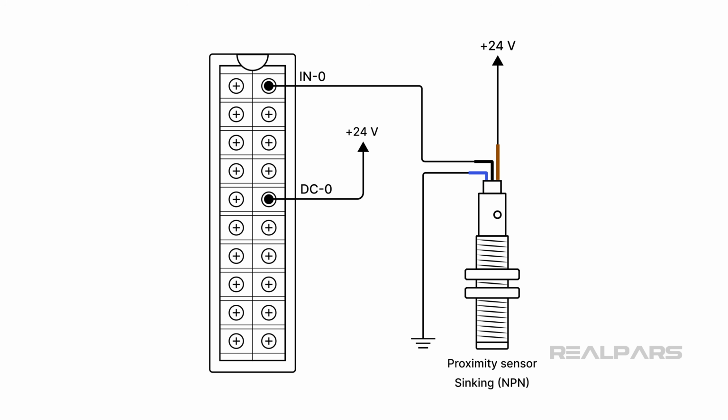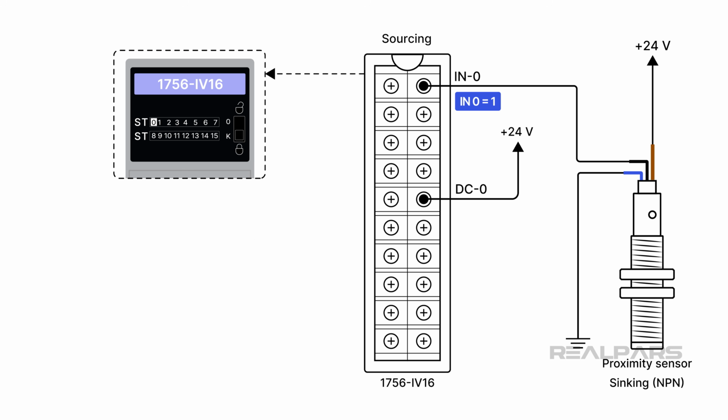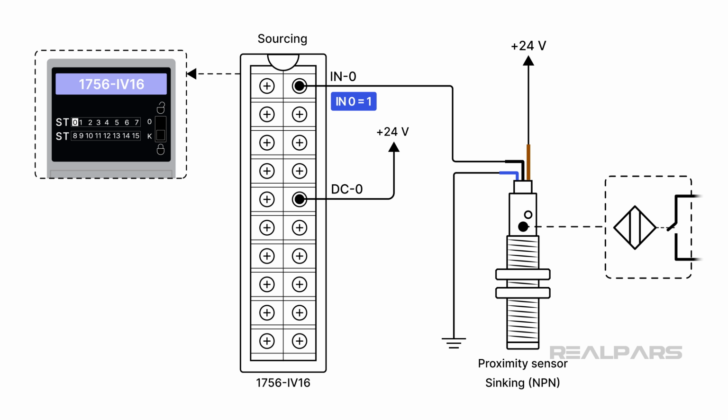Okay, now let's talk about a less used combination of a sinking sensor connected to a sourcing input module. We'll use the Allen Bradley 1756-IV16 digital input module as an example. If the LED 0 is on, it indicates that the sinking input device is providing 0 volts or ground to the module's input 0 terminal. The module interprets this as a logic 1 and uses it to operate within the PLC program. If LED 0 is off, the sinking input device output is effectively open, causing the input module to float, which the PLC program will interpret as a logic 0.